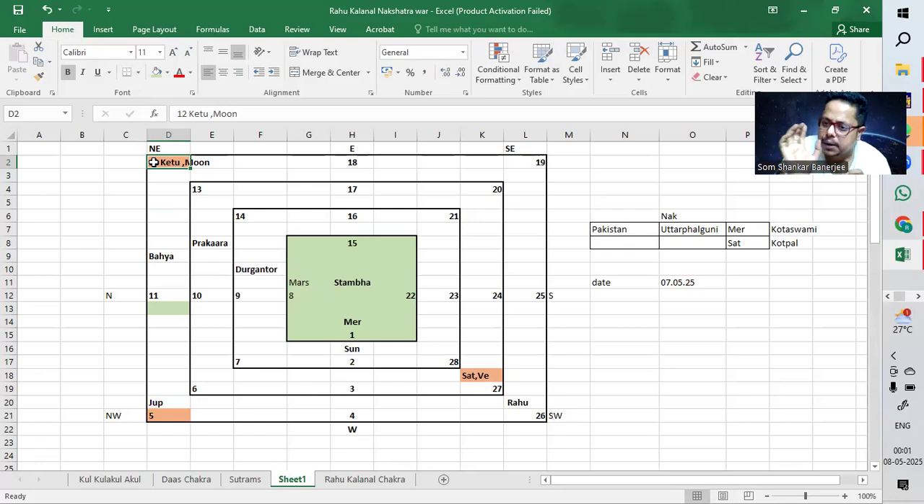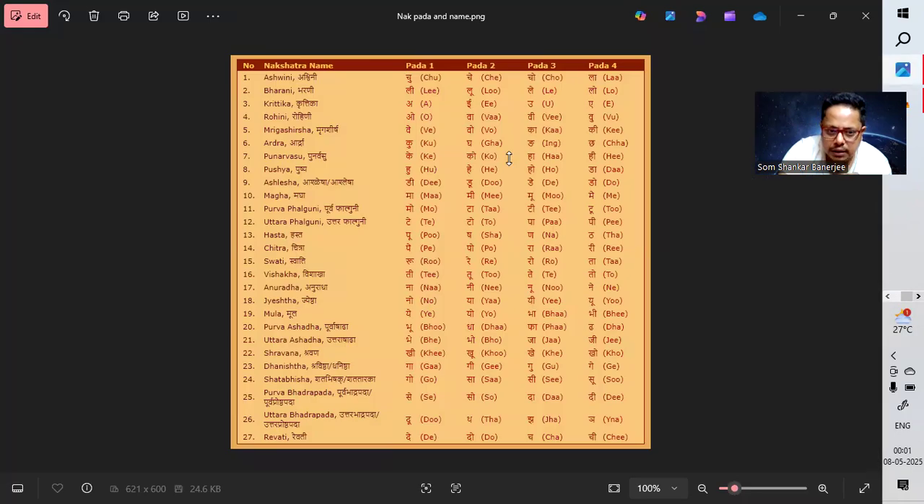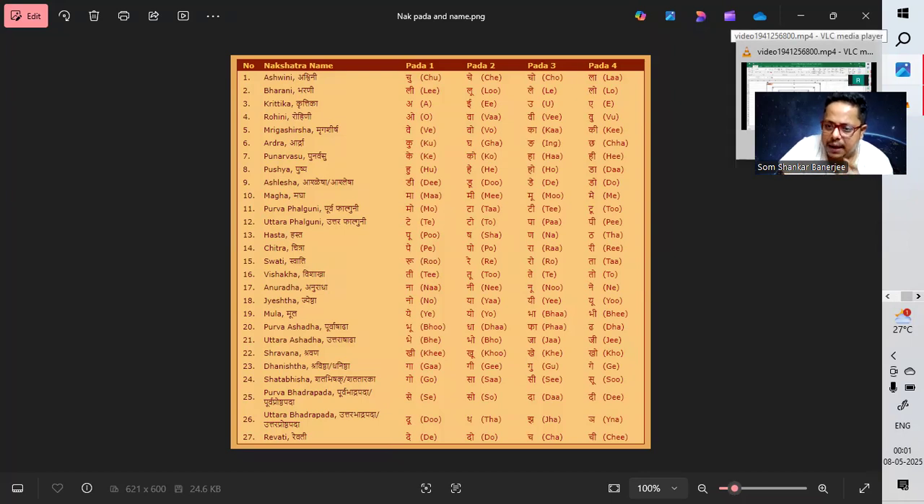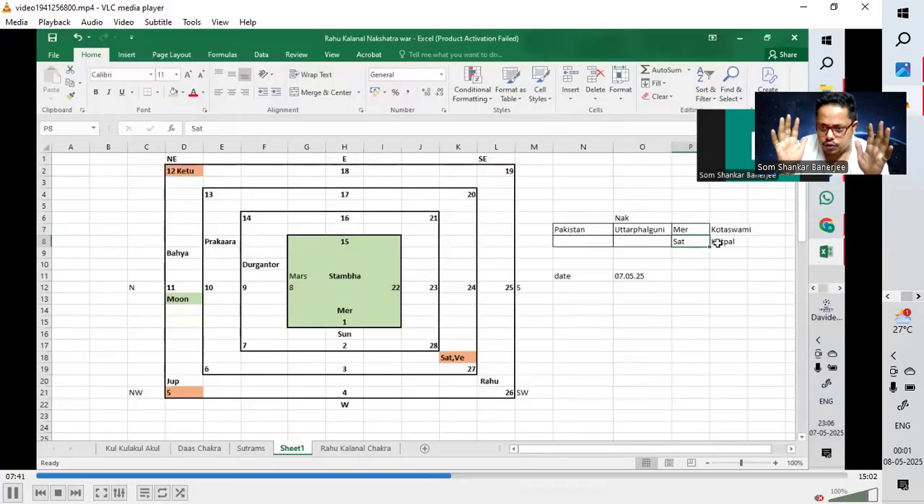Pakistan starts with Pa. If you see this particular chakra, this table, Pa is Uttar Falguni Pada 3. That means Uttar Falguni is the Janma Nakshatra for Pakistan. So we will analyze the chart based on this. We could see Jupiter is transiting in the Vinashika Nakshatra at this point of time for Pakistan, and Saturn and Venus are in the Sanghatika Nakshatra.